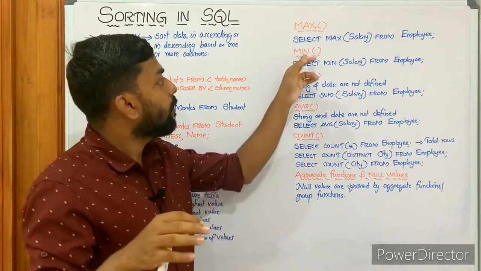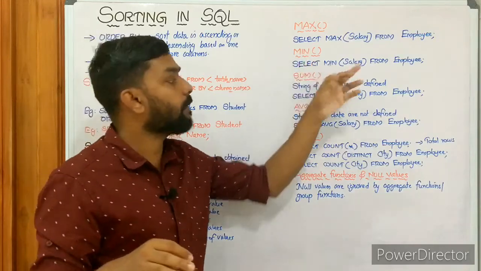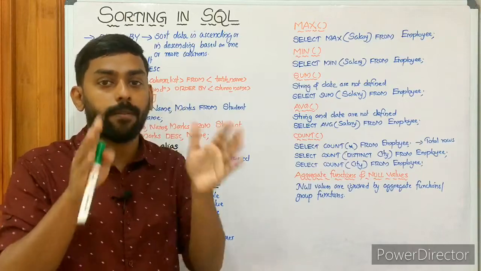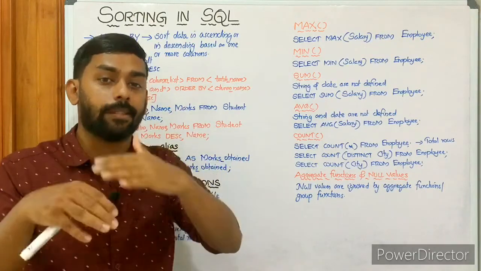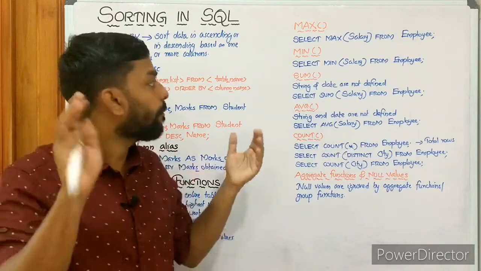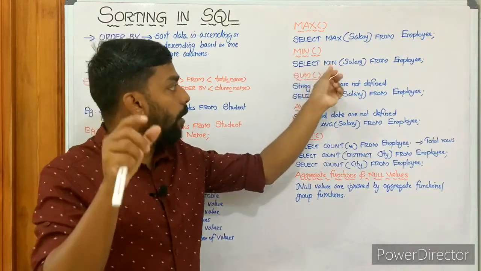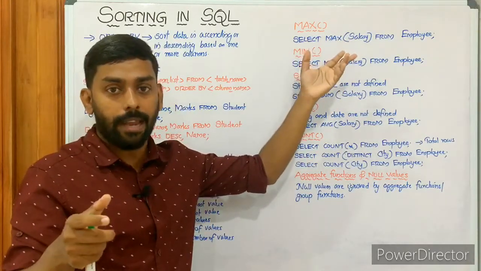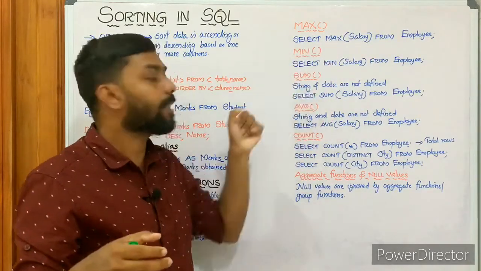The same way, min of salary. Select min of salary from employee. That means the column name will be min of salary, right? And it displays the least, that means the lowest salary, 50,000. So the column name will be min of salary, and there will be only one value, as we have seen in the case of max of salary.